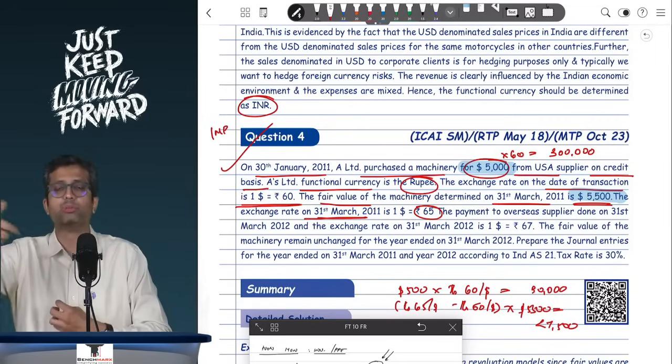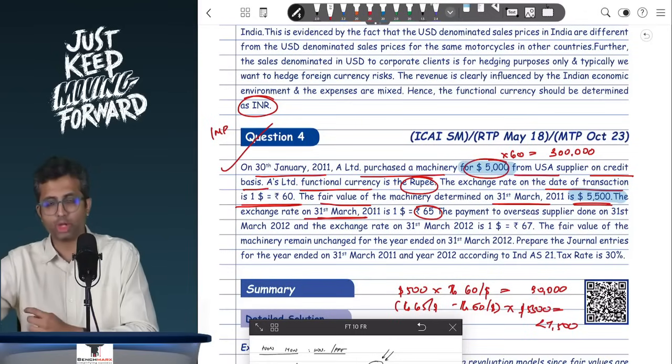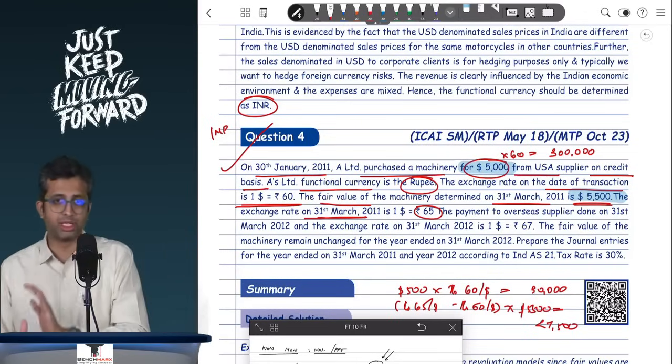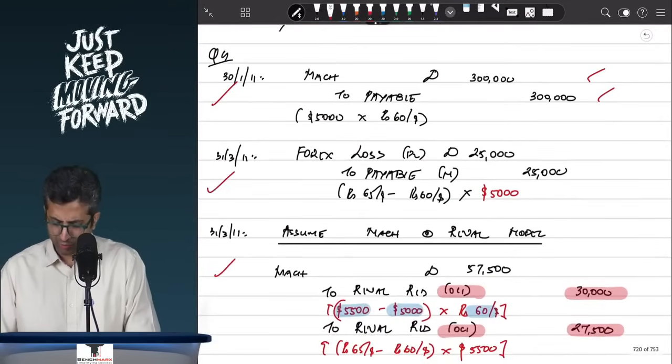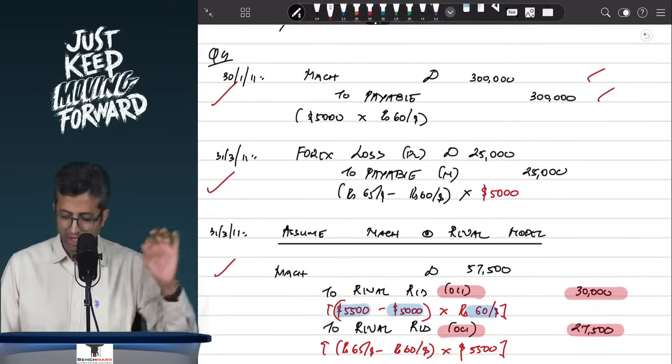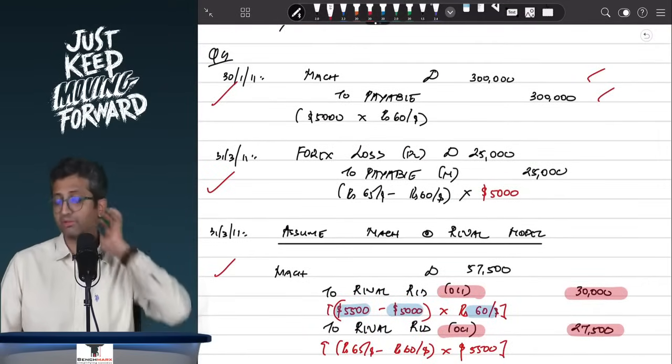And hence there's a 5 rupees increase. That is a loss. And hence payables will be credited. Forex loss will be debited in the profit and loss account. So this is Forex loss account debit, 5 rupees into $5,000. That is 25,000.